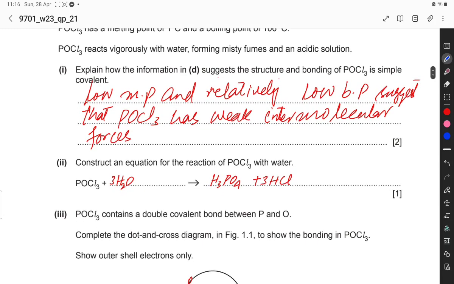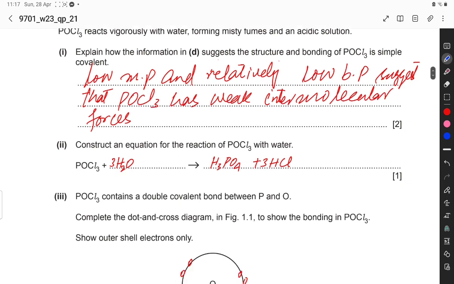A simple molecule has a low melting point and relatively low boiling point, which suggests that POCl3 has weak intermolecular forces, or van der Waals forces.